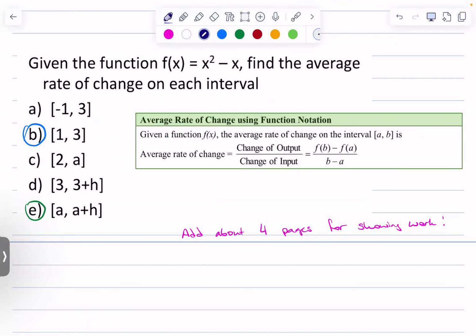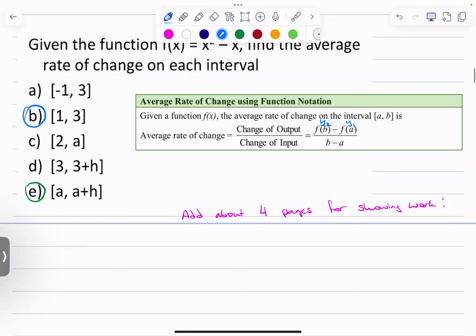We can get a little bit fancier, and instead of y2 and y1, let's call this y2 and this y1. We could use f of b and f of a, where b must be x2 and a must be x1. This is the same as before.